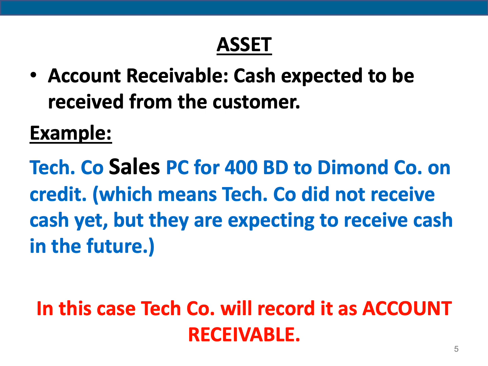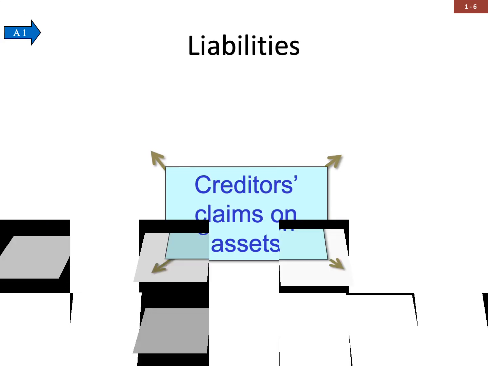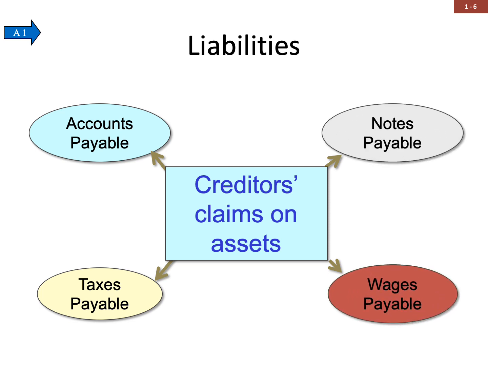Now, let's move on to the next component of the accounting equation. Before, we said that the accounting equation is about assets equals liabilities plus equity. So what are liabilities? Liabilities means creditors' claims on assets. In other words, it means the obligation or the responsibility of the company to pay the money back. The examples of liabilities are notes payable, wages payable, tax payable, and accounts payable.